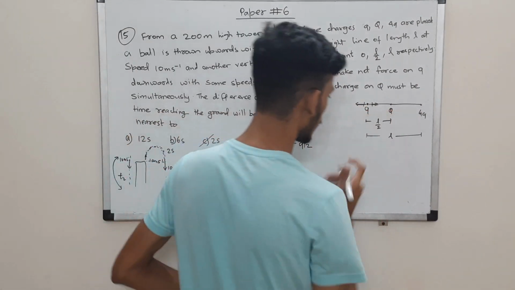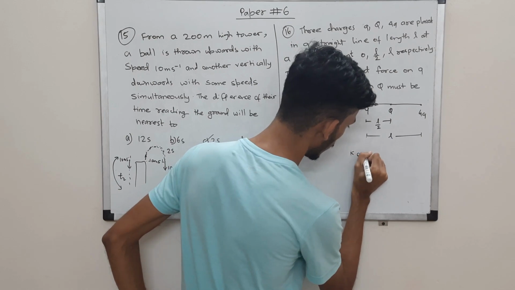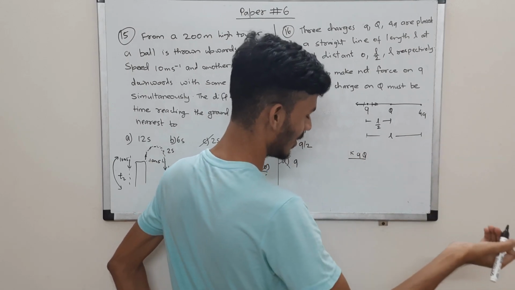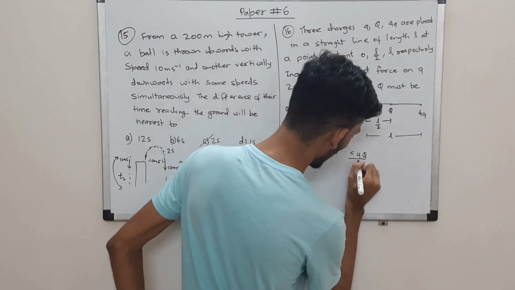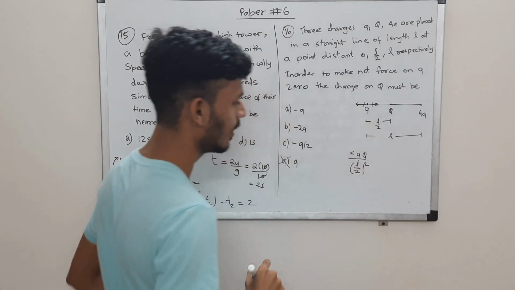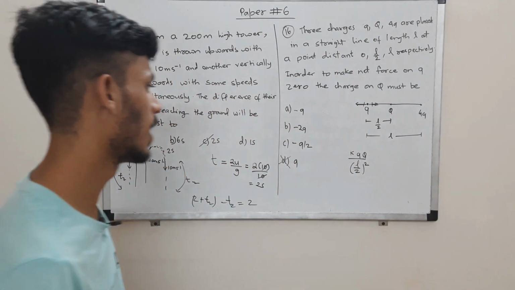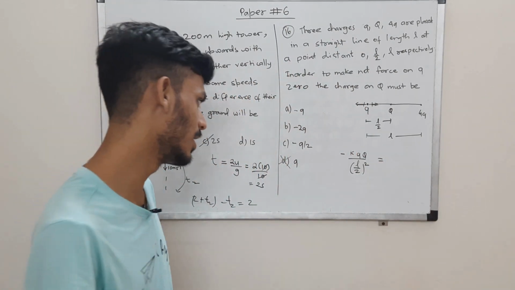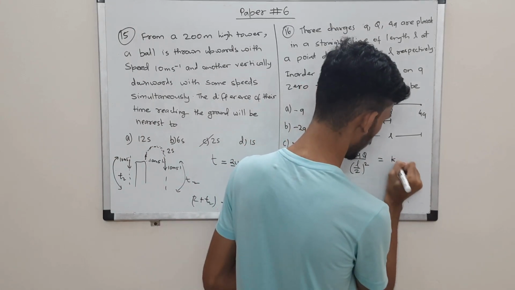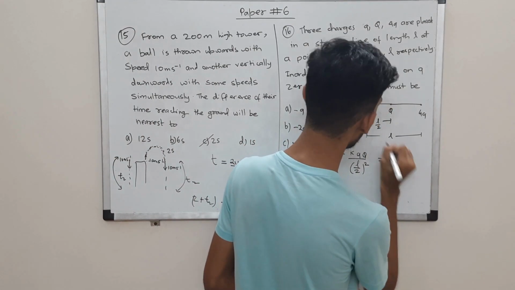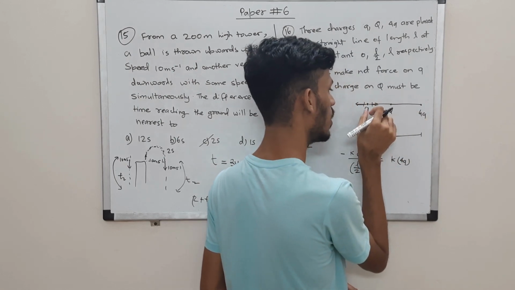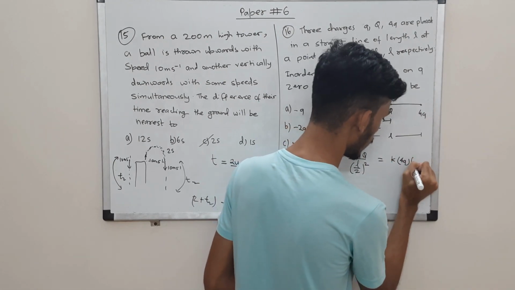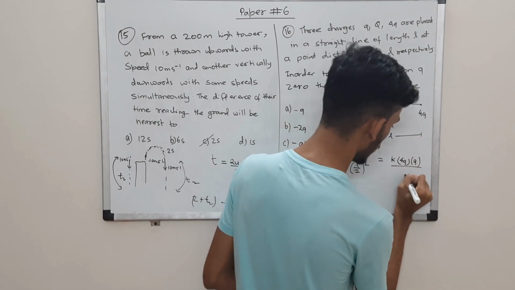So the force on Q due to this Q, first of all, will be k Q q divided by (L by 2) the whole square, k q1 q2 by r square. And that force, if you want to write the negative sign, you may as well, because it is attractive in nature. And here it will be k into 4q into q, force on this charge due to this charge, q1 q2 by r square, where r is L, so L square.